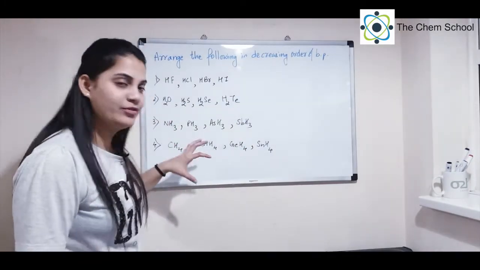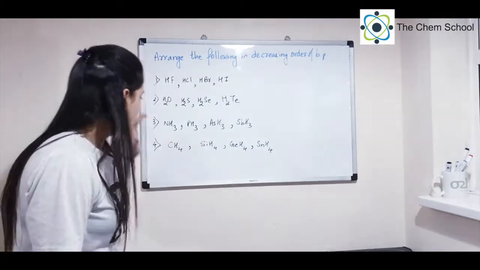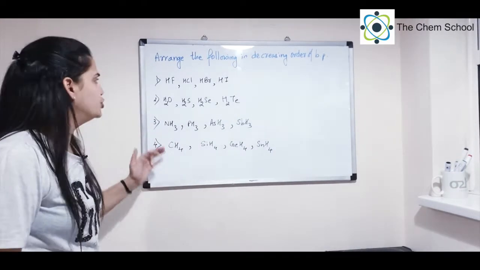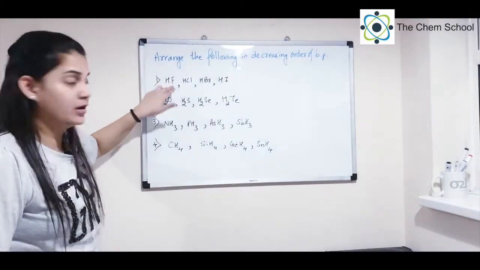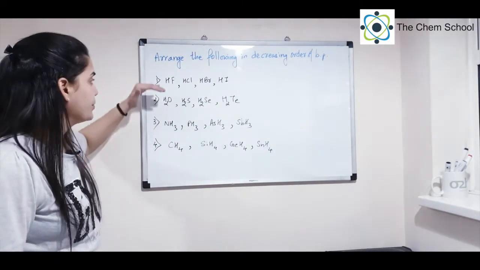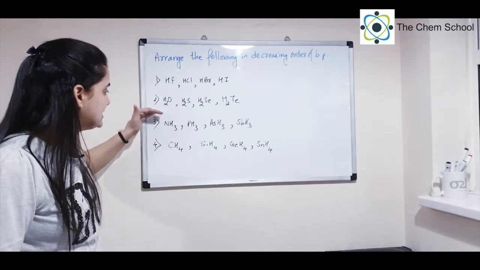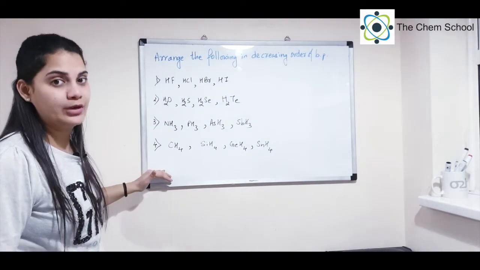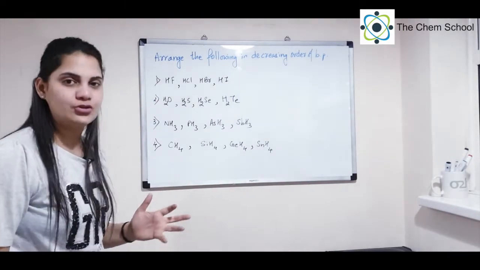So one of the important ones is this, okay? I have given you 4 examples in which you can find, this is group, these are hydrides. We usually call them hydride families, okay? So hydrides of group 17, 16, group 15 and group 14, okay? Now let's solve each of them.